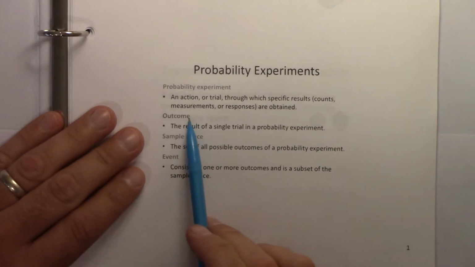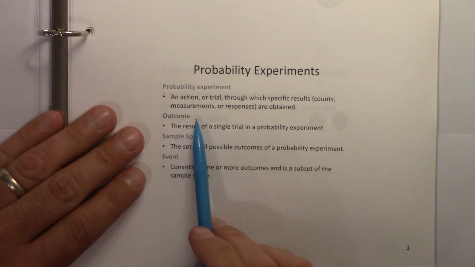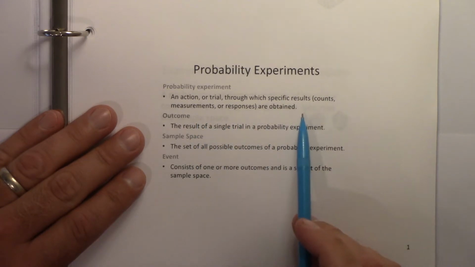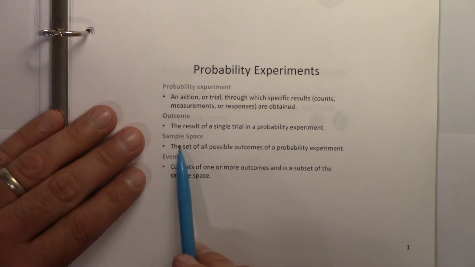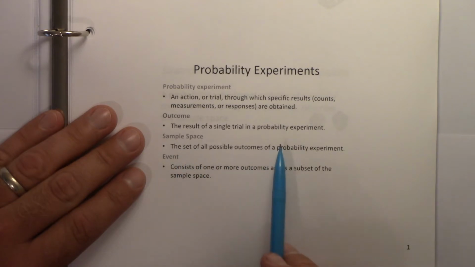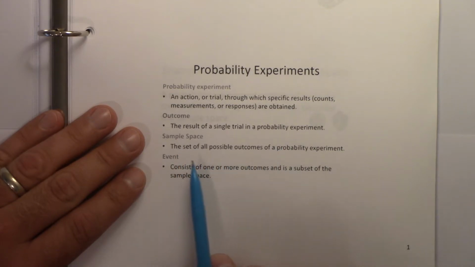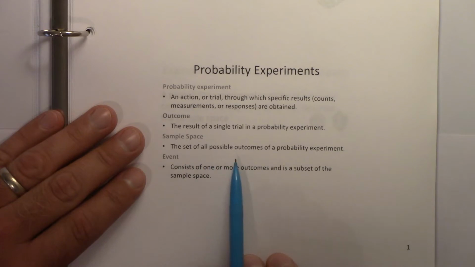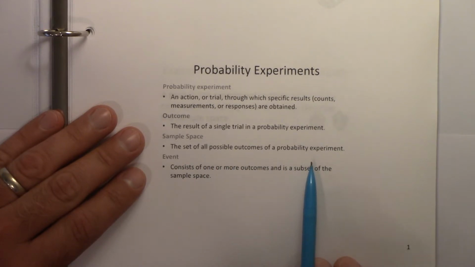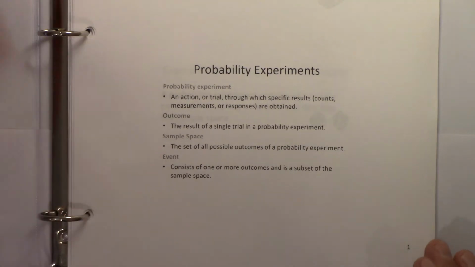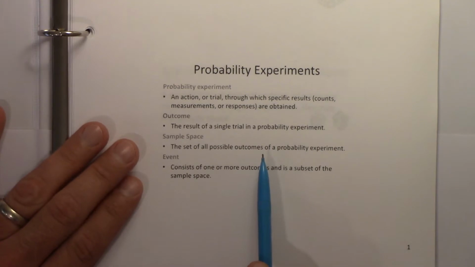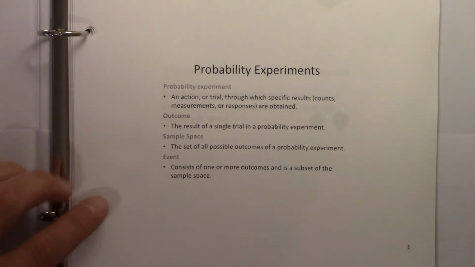First of all, a probability experiment is an action or trial through which specific results, whether they be counts, measurements, or responses, are obtained. An outcome is the result of a single trial in a probability experiment. The sample space is the set of all possible outcomes of a probability experiment, and an event consists of one or more outcomes and is a subset of the sample space. I'm going to show you all of these definitions with some particular examples.